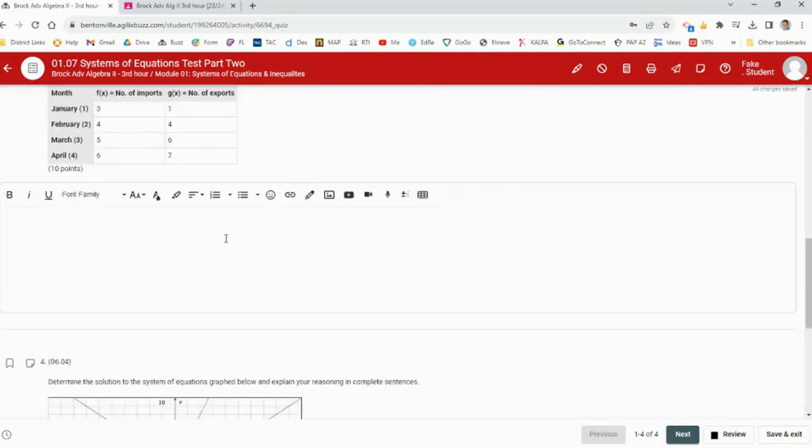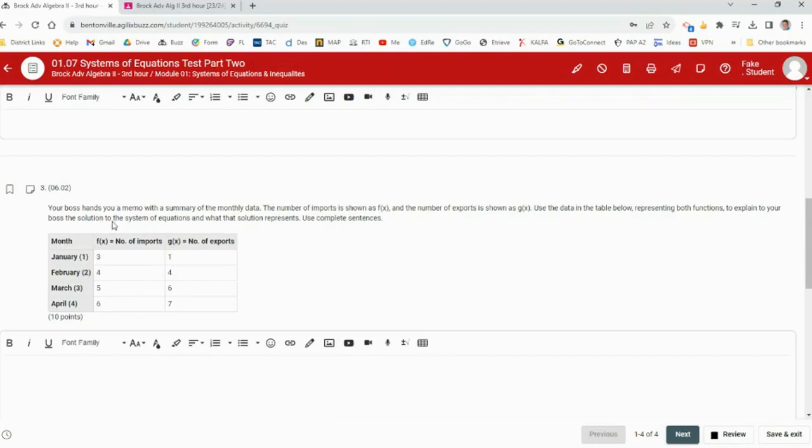Four questions altogether. Here's the third one. Your boss hands you a memo with a summary of the monthly data. The number of imports is shown as f of x. Okay, so it tells us right there, f of x is the number of imports. The number of exports is shown as g of x. So there are 2 different functions. This is how much stuff we ordered and got in. We got 3 pallets of this, 4 pallets of this, 5 pallets of this.